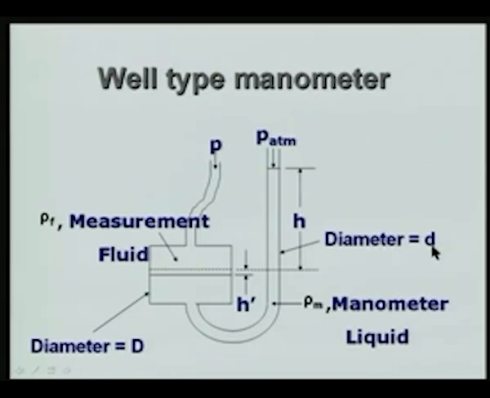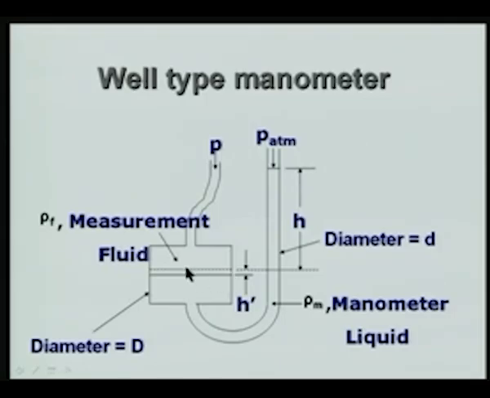For example, small d could be a few millimeters and capital D could be a few centimeters, so a factor of 10. The measurement fluid communicates with the reservoir here, and the atmosphere communicates with the top of the manometer liquid in the limb, which is here. Again, the gravity direction is vertically downwards. So, what is going to happen in this case is slightly different.